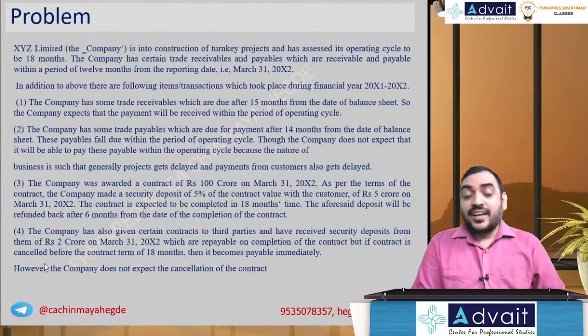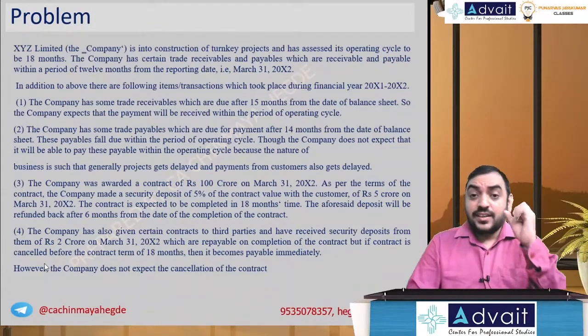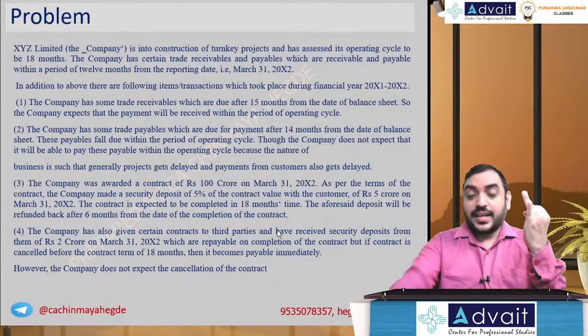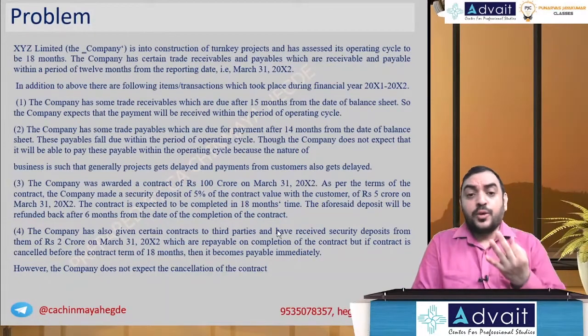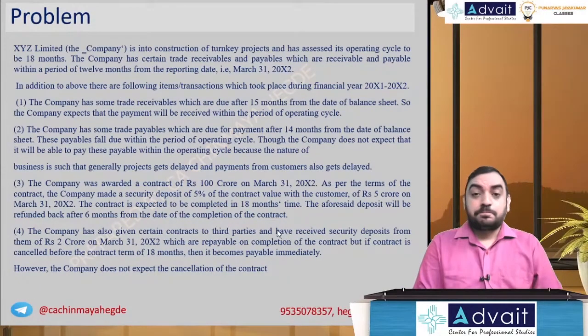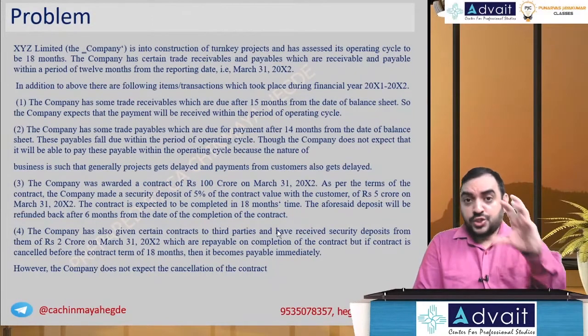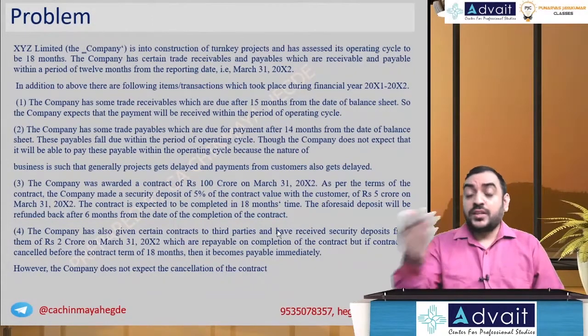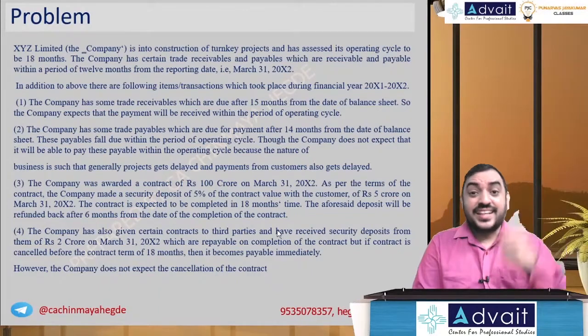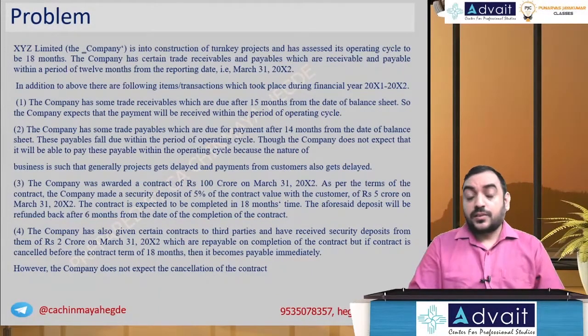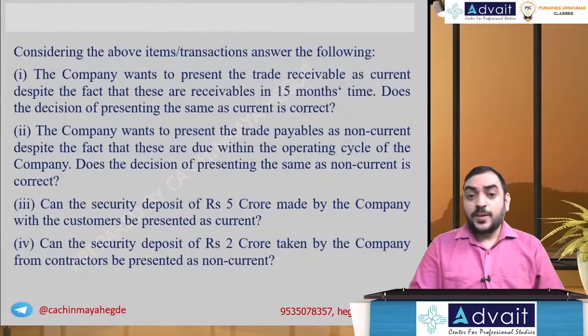And how do you calculate the operating cycle? It is inventory days plus debtor days plus any other WIP days. Don't subtract creditor days, it is the gross operating cycle. That amount is what you should consider as operating cycle compared with the receivable amount. In this case, it is a construction company, so 18 months is reasonable. And you are having 12 months, 15 months, which is less than 18 months of current operating cycle. Therefore, it will be classified as current.